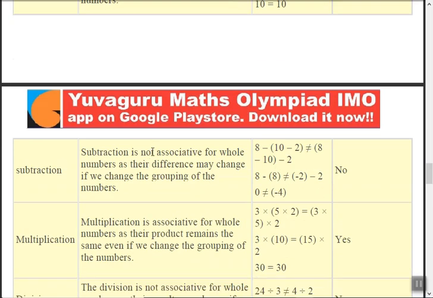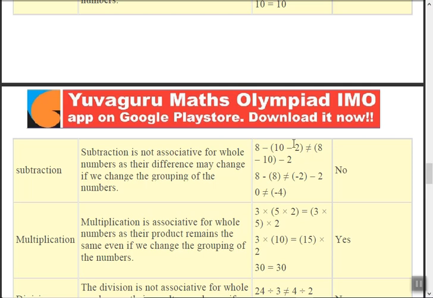Now subtraction. Let's see. Subtraction is not associative for whole numbers as the difference may change if we change the grouping. How? Let's see. 8 minus 10 minus 2. Okay. 10 minus 2 in the bracket. Now next what do we do? We change the bracket. It becomes 8 minus 10 in one bracket and then minus 2. Then what is the answer?